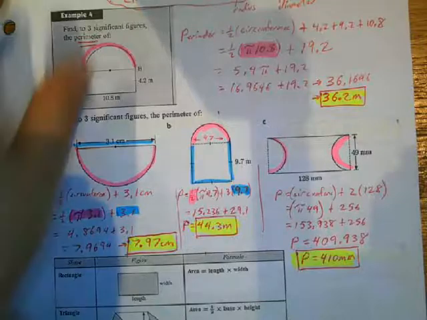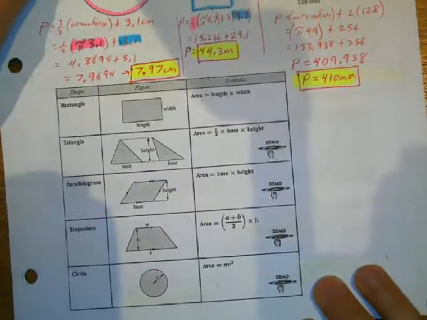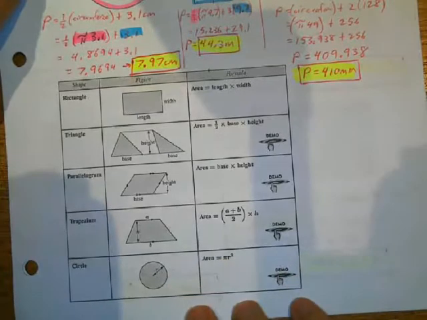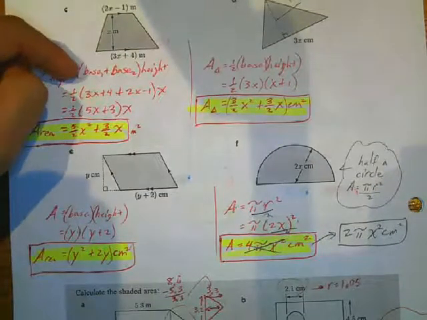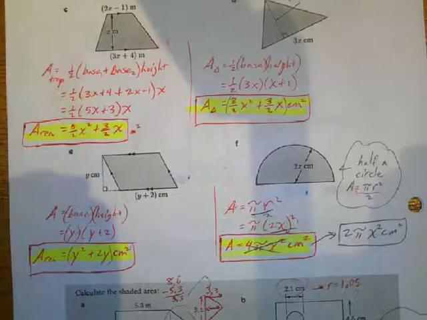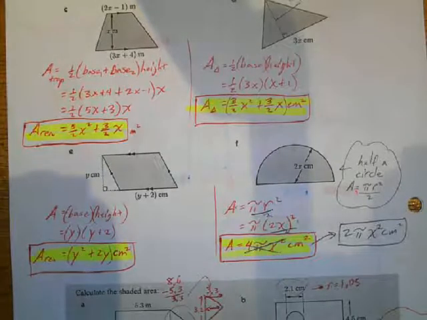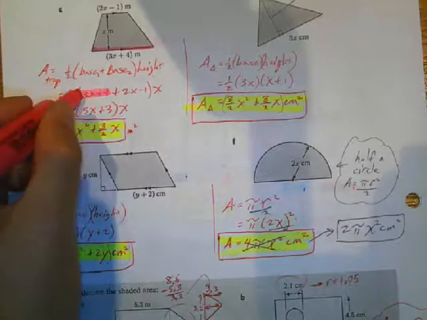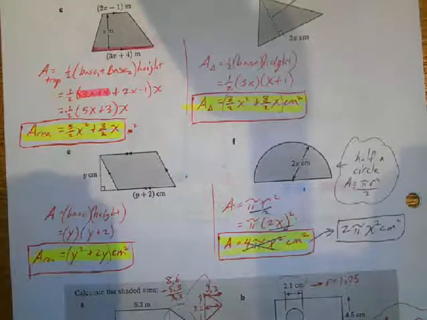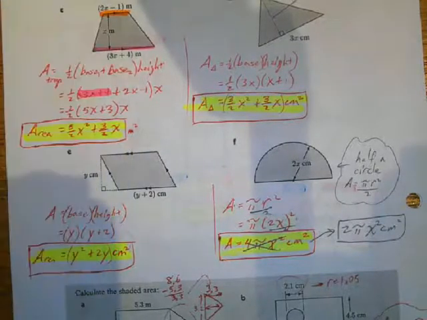Okay, the bottom here gave you all the formulas you need for the various shapes we're going to be working with. So the area of a trapezoid is 1/2 times base 1 plus base 2 times the height. Base 1 is 3x plus 4. Base 2 is 2x minus 1.